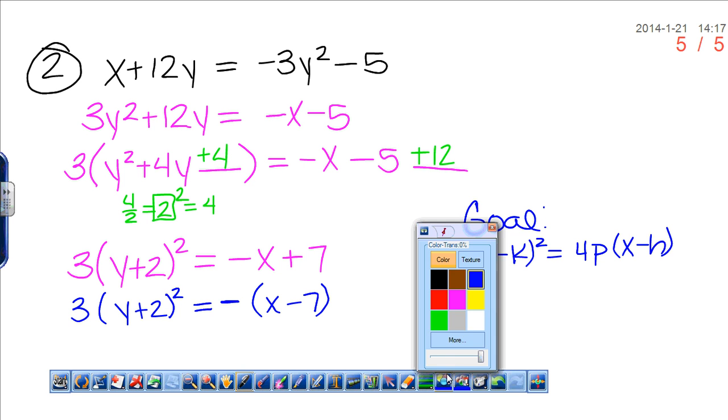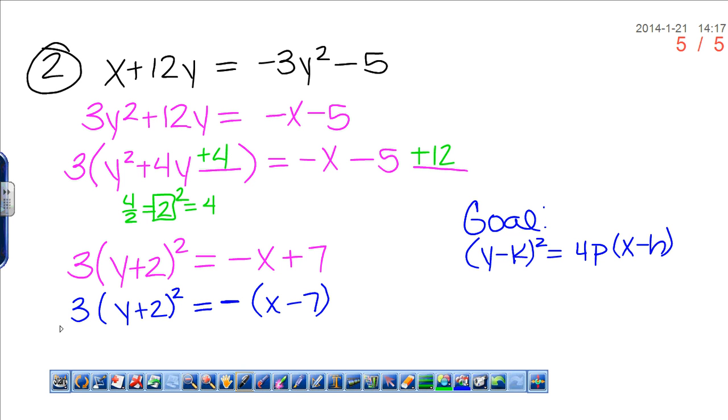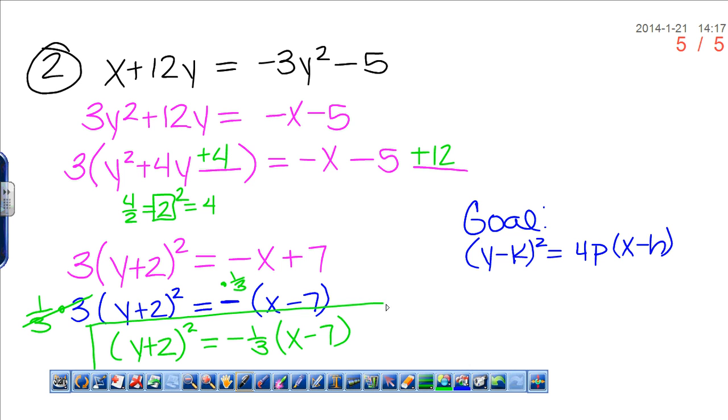Then I'm going to deal with the 3. The way I can deal with the 3 is I can think of dividing everything by 3, or I can think of multiplying everything by 1/3. Multiply the left by 1/3, and I'm going to multiply the right by 1/3. So these cancel, so I get y plus 2 squared is equal to, now is there any point in me distributing this? No, because I'm trying to get a coefficient in front here, right? So I'm going to do negative 1 times 1/3, which gives me negative 1/3 times x minus 7. So here's your equation in standard form.